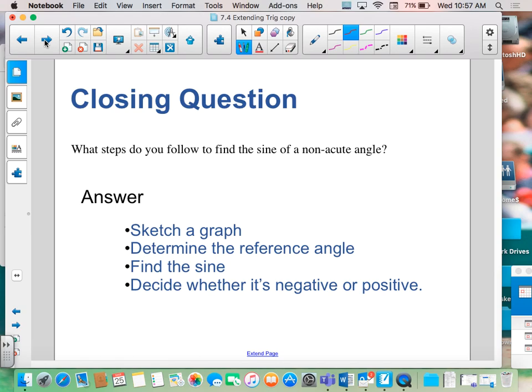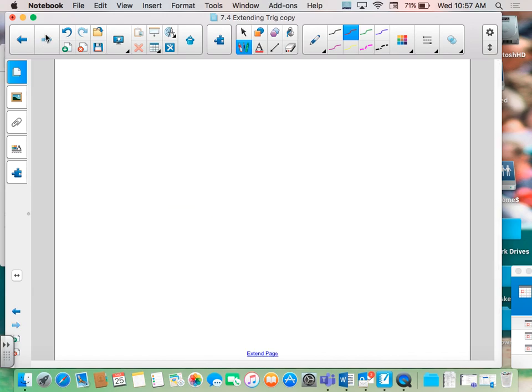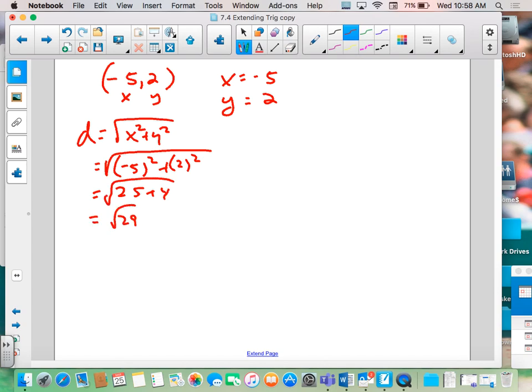Well, let's see here. I've got some more. We'll talk about the unit circle. I think what I'm going to do is just make up one more. Let's say we've got -5, 2. So, what's x? -5. What's y? 2. Now let's find d, square root of x squared plus y squared. Again, I'd like you to do it in your head. -5 squared is 25. 2 squared is 4. 25 and 4 is 29. D is the square root of 29.